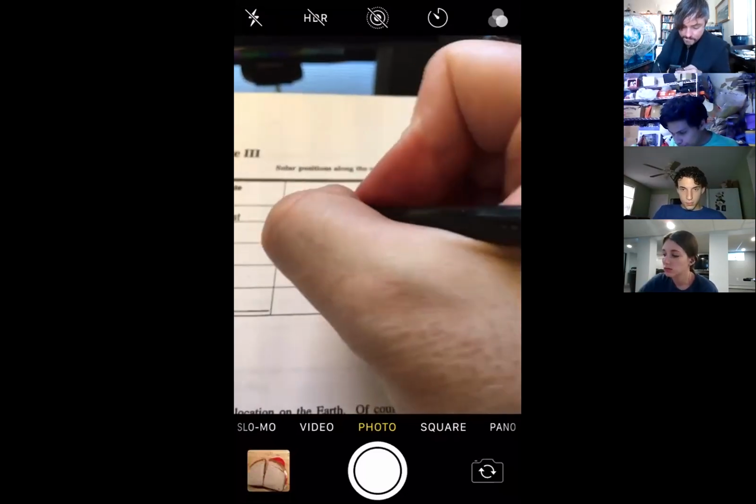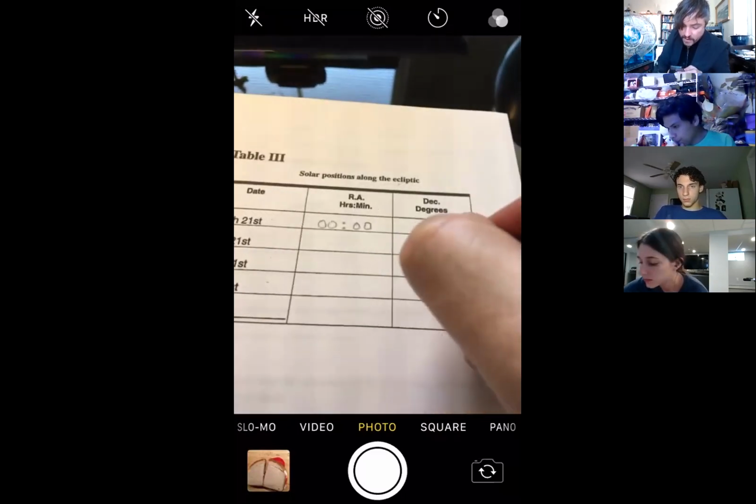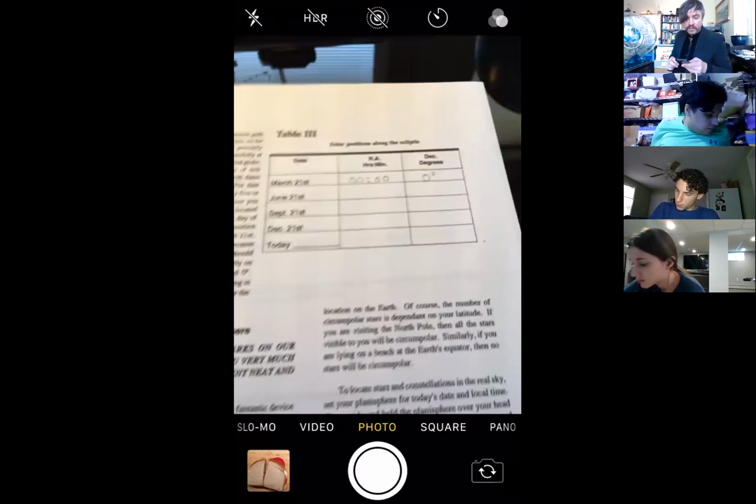That's the spring equinox. Very good. Some people clearly remember it's 0 hours and 0 minutes and 0 degrees. Some people remember what we learned in class today. That makes me very happy. Let's move to June 21st.